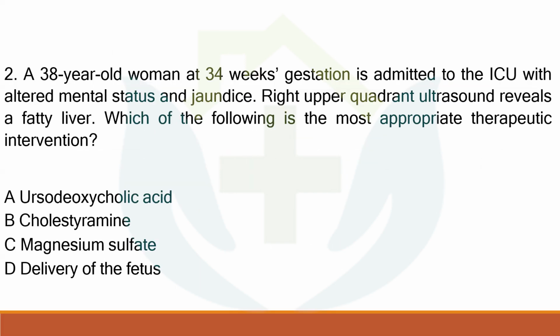Second, this is a 38-year-old woman with 34 weeks gestation admitted to the ICU with altered mental status and jaundice. Right upper quadrant ultrasound reveals fatty liver. Which of the following is the most appropriate therapeutic intervention?